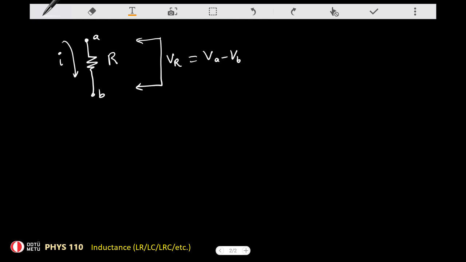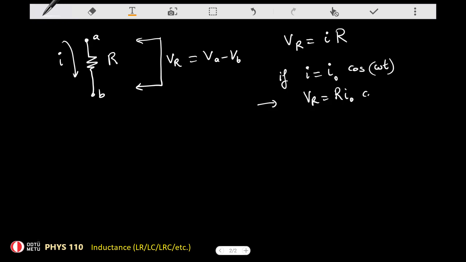So we have VR equal to I times R in a real resistor, whatever the time dependence of these things is. As a result, if the current is an amplitude multiplied with cosine omega t, I take the phase angle of the current to be equal to 0. In that case, the potential drop would be R times I0 times cosine omega t.